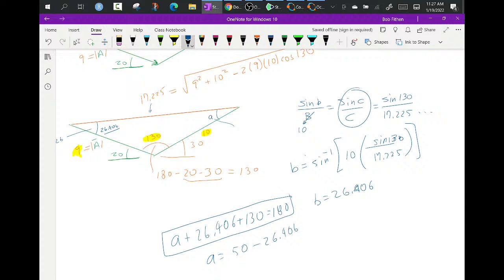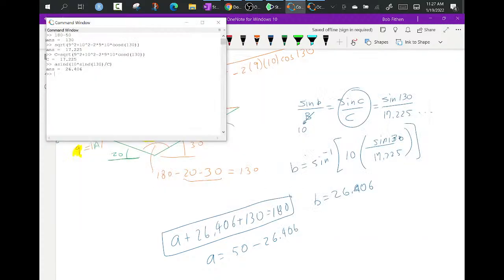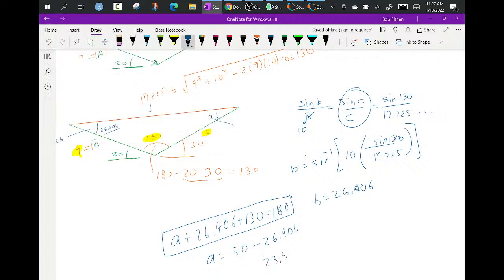So here, let's go back and see what we got there. Okay, so 180 minus 130 minus, you know what? I'm going to go up one angle, and I'm going to list that as a little b is equal to. That way I can put it in there. So the angle A would equal 180 minus 130 minus B, which would give me 23.594. 23.594 for A. Let's check that with law of sines.